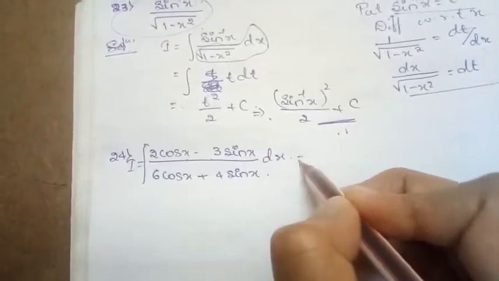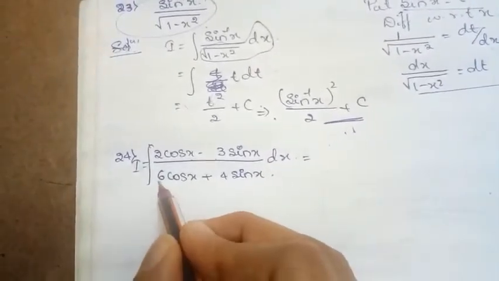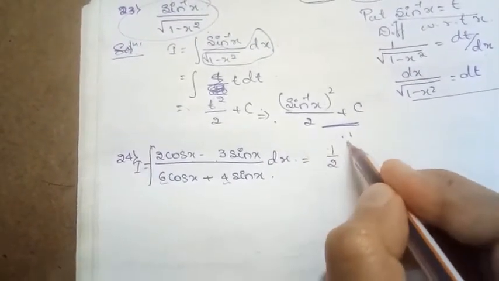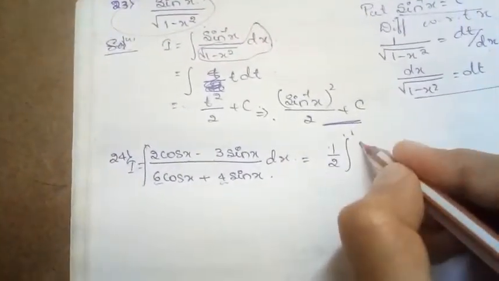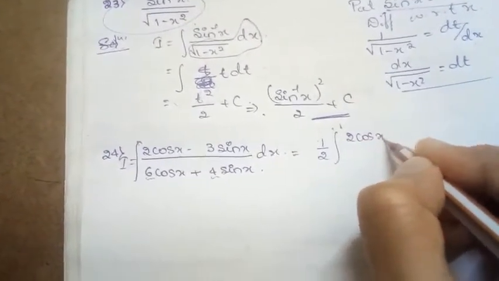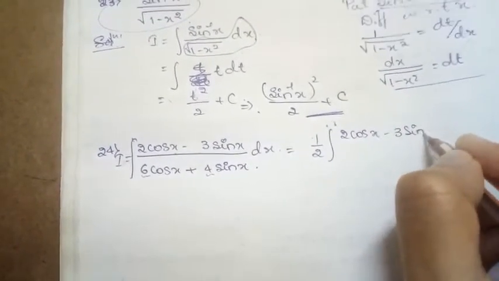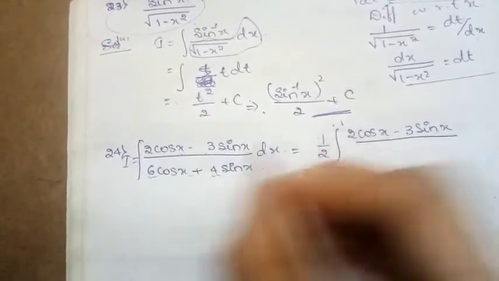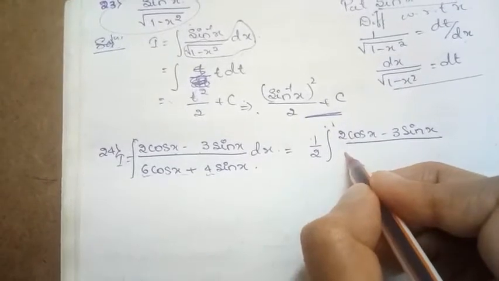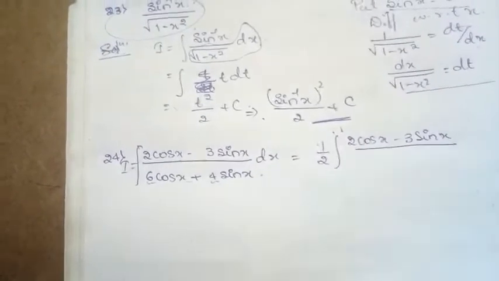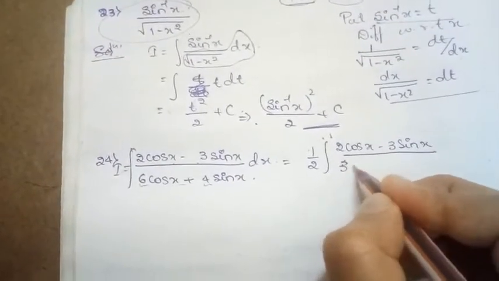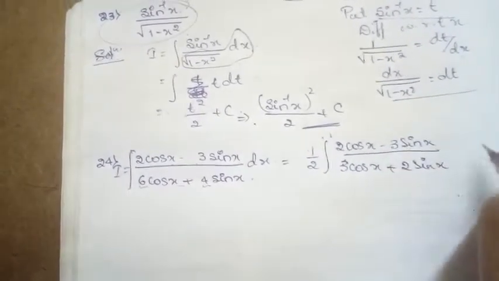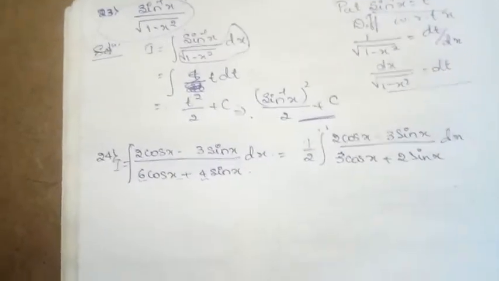What I can see here is that in the denominator we have 2 as common. If I take that 2 common from the denominator, we get 2 cos x minus 3 sin x divided by 2 times (3 cos x plus 2 sin x) into dx. So this is what remains.